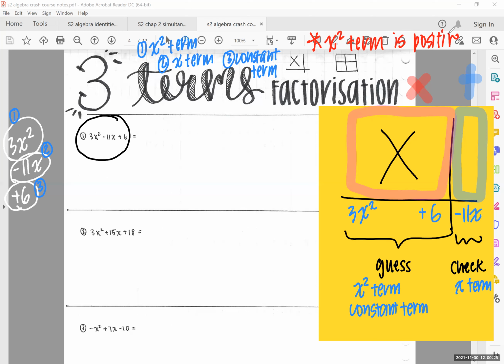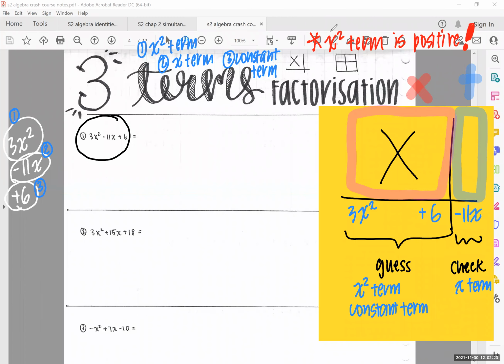Your x squared term must be positive. If it's not positive, we will make it positive. So number 3 is where your x squared term is not positive. Later I will teach you guys. I'm going to give you about 1 to 2 minutes to make your notes now before we move on to the guess and check part.